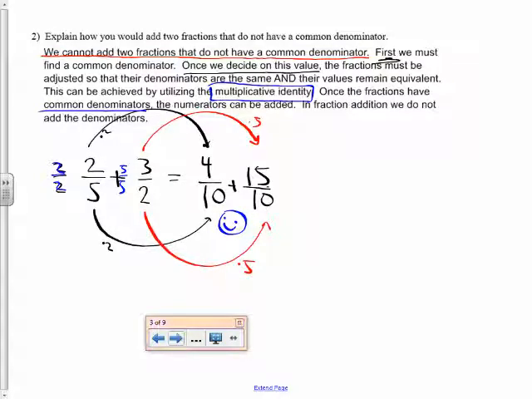Now, once that's done, the numerators can be added. And the numerators are these guys right here. Those 2 fellas. We can add them together. And 4 and 15 is 19. And the thing about it is, in fraction addition, we do not add the denominator. So the denominator just stays the same. This is what I was looking for, okay?